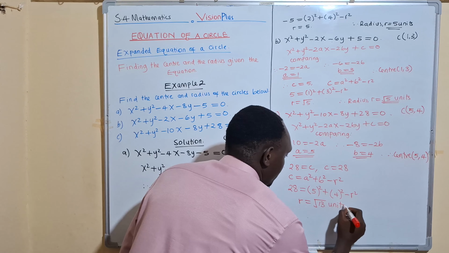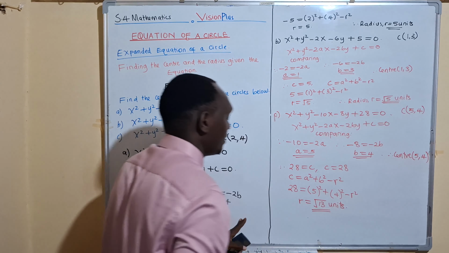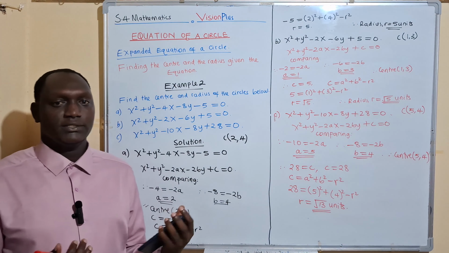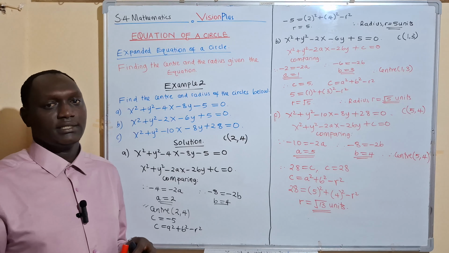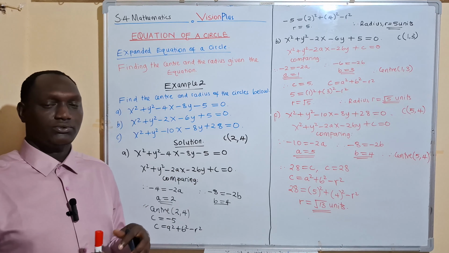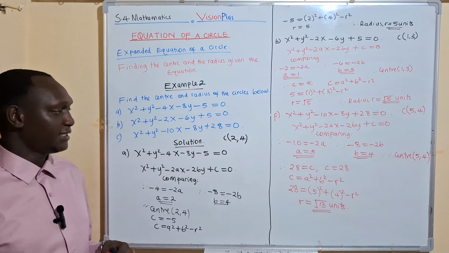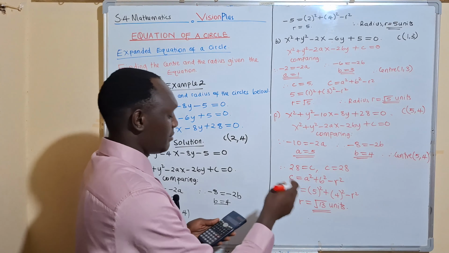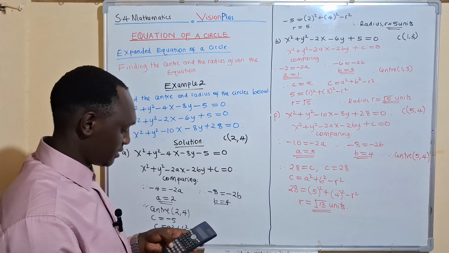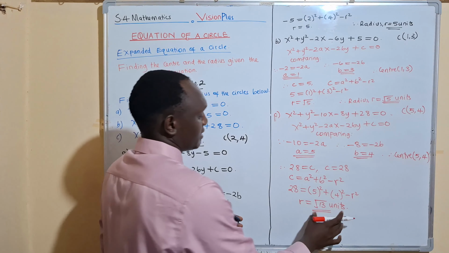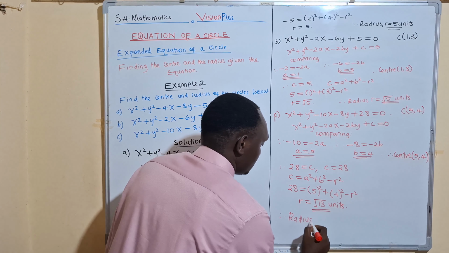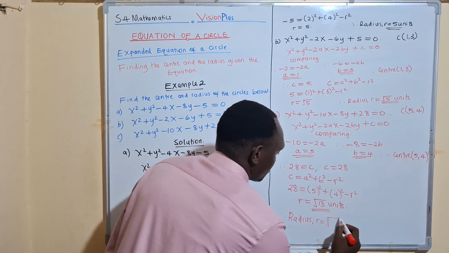You must learn to press the calculator to save your time. In case you don't know how to use the calculator, the functions and the shortcuts, please you can book a session with me and we shall use that session just to teach you how to use the calculator faster and more efficiently. Let me prove again. 5 squared plus 4 squared minus 28. Yes. So this is the radius. Therefore, the radius r in part C is square root of 13 units.